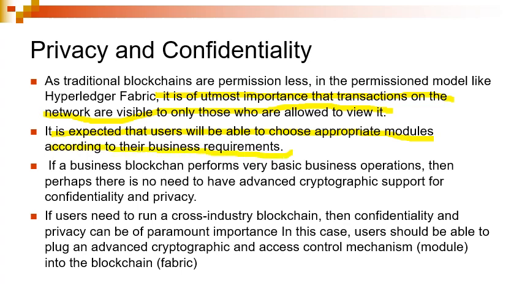As we shared in the previous slide also, users will be able to choose the appropriate modules as per their business requirements. If a business blockchain performs very basic operations, then perhaps there is no need to have advanced cryptographic support for confidentiality and privacy. If the business logic performs very basic operations, then there is no need of advanced cryptographic support and confidentiality and privacy services.